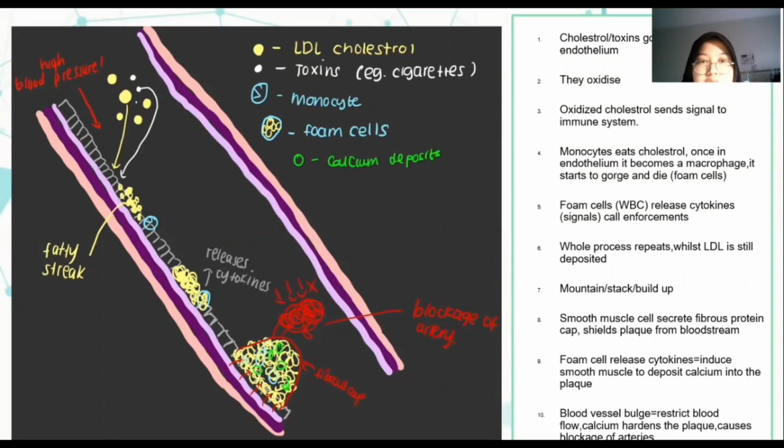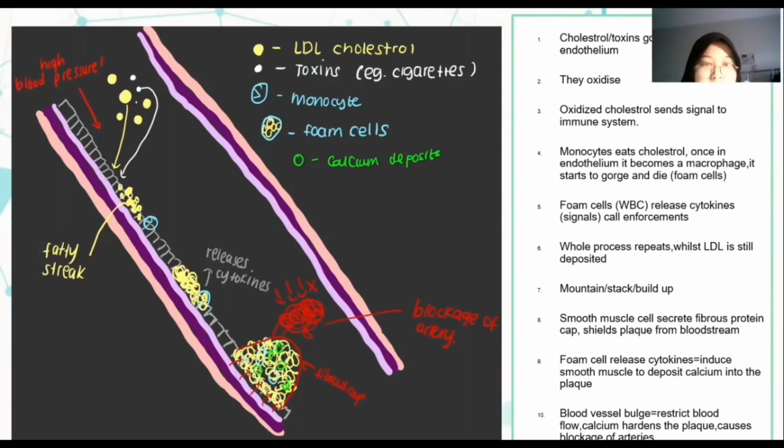So here in yellow, we have the LDL cholesterol and the toxins, along with high blood pressure. This can cause damage to the endothelial cells. The LDL cholesterol, which accumulates in the bloodstream, starts to accumulate on the damaged endothelial cells. And once they implant themselves on the damaged endothelial cells along with the toxins, they start to oxidize, and these send signals to the immune system and bring the monocytes. The monocytes then implant themselves into the damaged endothelial cell, and it becomes a macrophage and starts eating away the cholesterol.